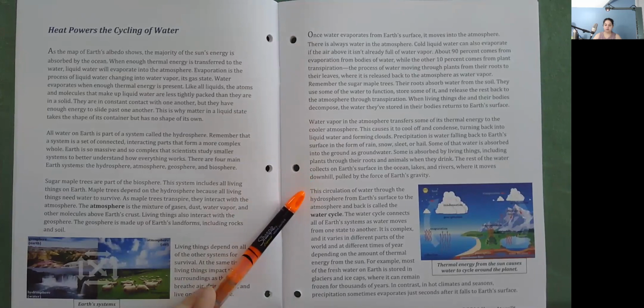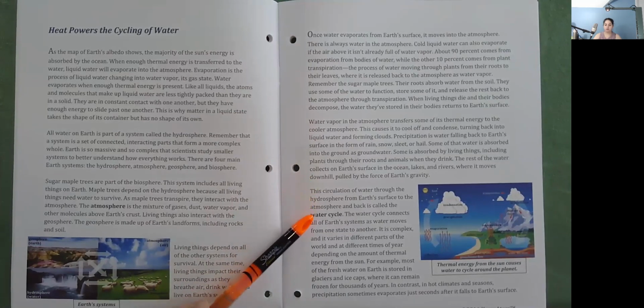This circulation of water through the hydrosphere from Earth's surface to the atmosphere and back is called the water cycle. The water cycle connects all of Earth's systems, and water moves from one state to another. It is complex and it varies in different parts of the world and at different times of year, depending on the amount of thermal energy from the sun.